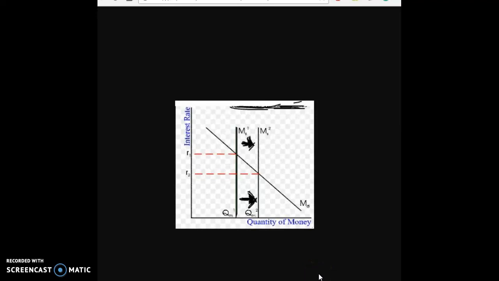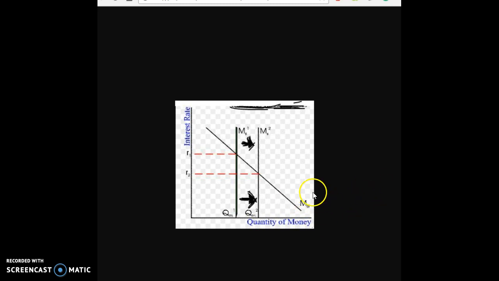Okay, so I'll be talking about how the open market operations used by the Feds affect the nominal interest rates and the quantity of money in circulation. So I have a graph over here that shows the interest rate and then the amount of money in circulation.